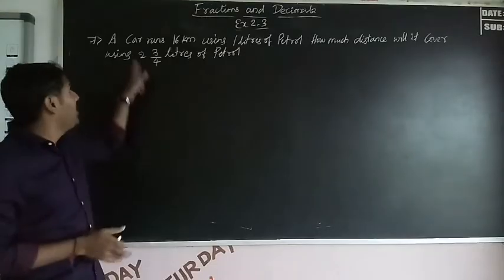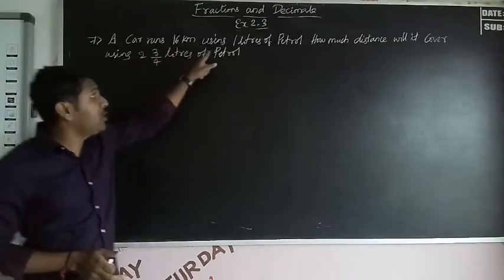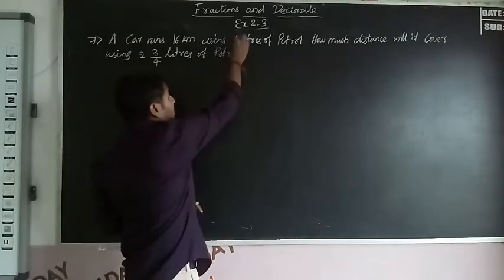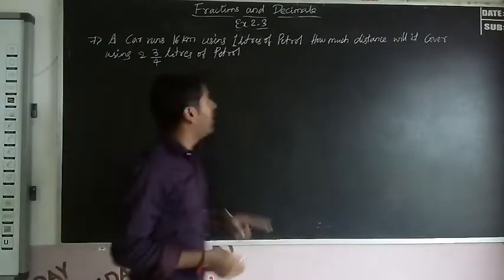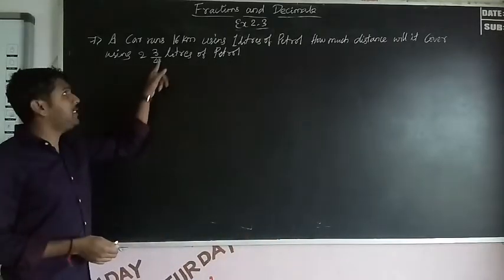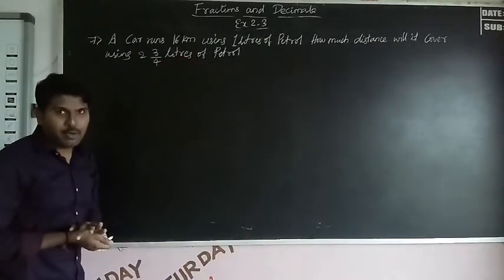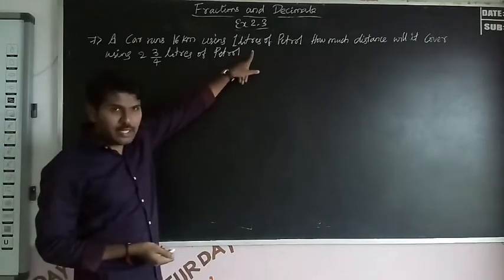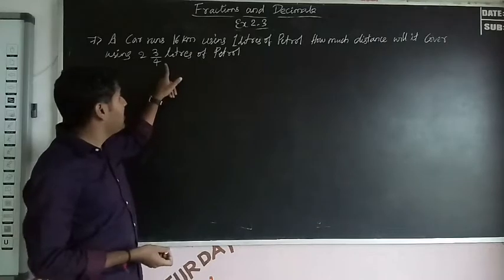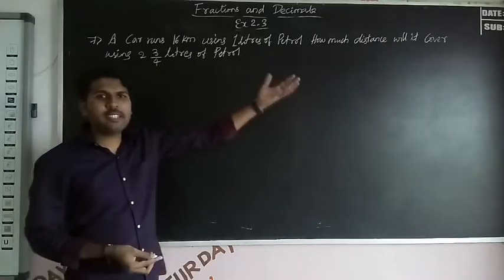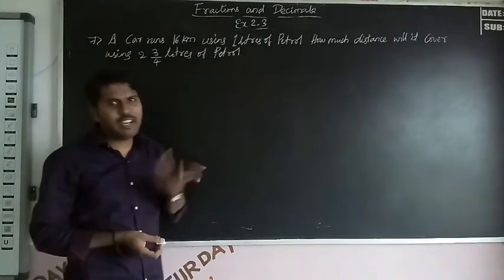Next, seventh one. A car runs 16 km using 1 liter of petrol. How much distance will it cover using 2 integer 3 by 4 liters of petrol? See here, for 1 liter of petrol, the car covers the distance 16 km. For this many liters of petrol, the car covers the distance, just a cross multiplication. You will get the answer.